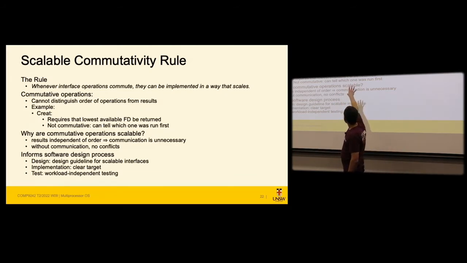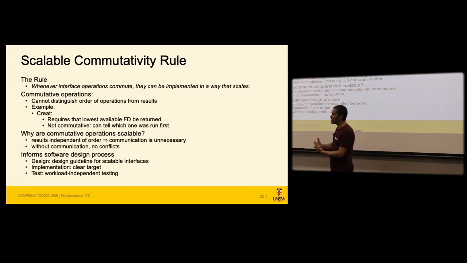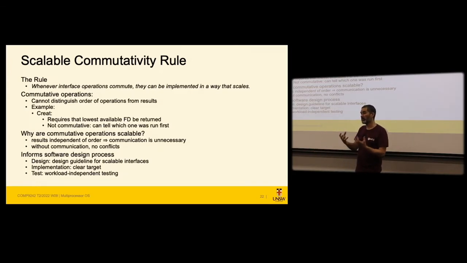And so what they're saying is if you have commutative operations, then they can be implemented in a way that scales. And why is that? Well, if the results are independent of the order, then it should be possible to implement them without requiring any communication between them. And that should be implemented in a scalable way. Essentially, they don't need any shared data. They don't need any communication, so they should be embarrassingly parallel.